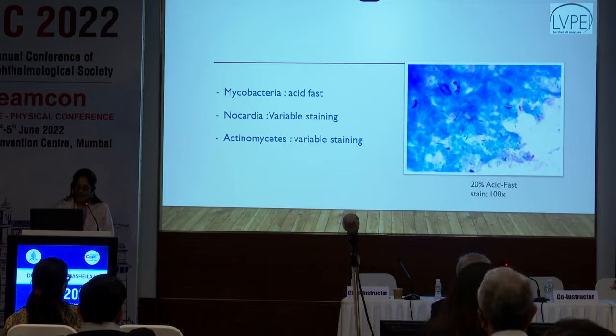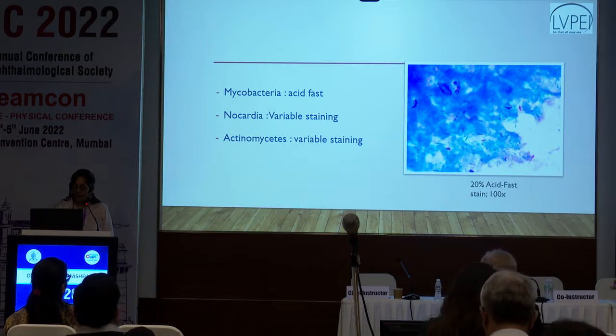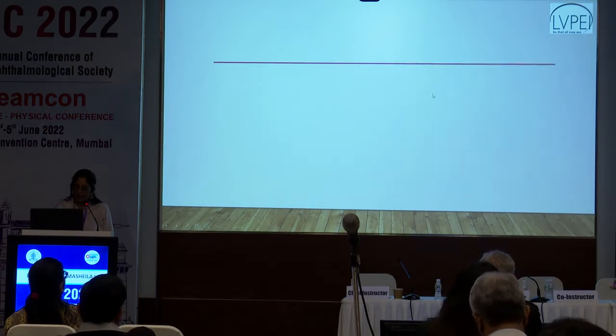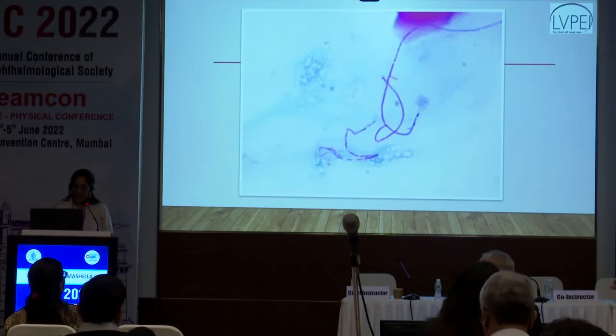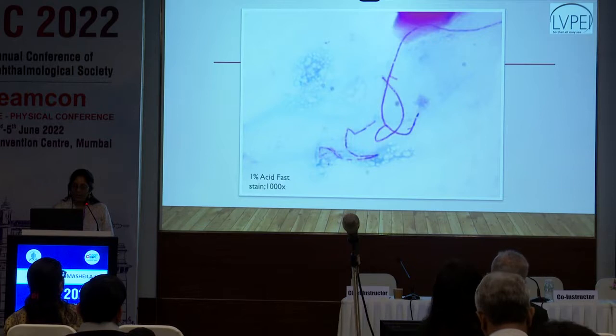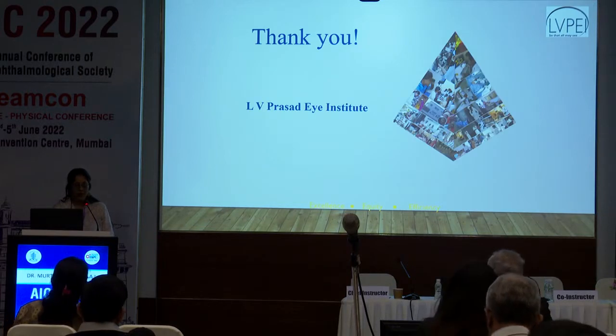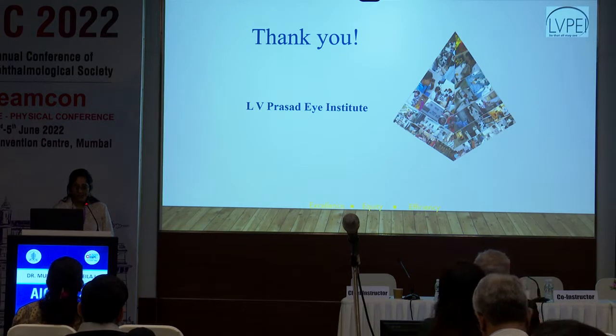So the microbiologist is asked to do the acid-fast staining, and you can pick up these very bright pink organisms, sometimes even as colonies on acid-fast staining. And this is an actinomyces, very long, segmented-looking filament under 1% acid-fast staining. So that's pretty much what we do, and the basics for infective keratitis in terms of sampling the ocular microbiology.